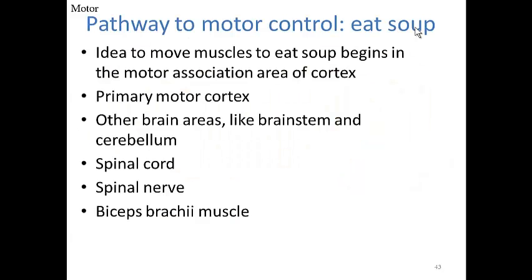So I taught you how to feel a pebble in your shoe, and I taught you how to taste cake, so let's eat some soup now. Okay? The idea to move muscles to eat soup begins in the motor association area of the cerebral cortex. From there, the information is sent to the primary motor cortex.